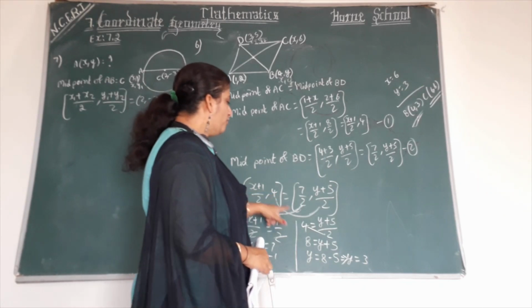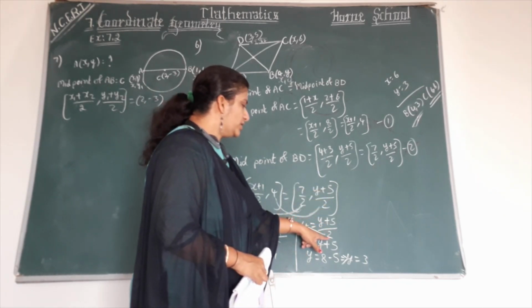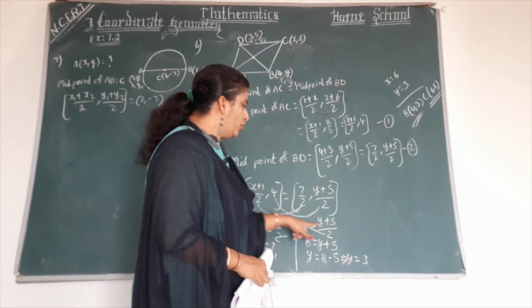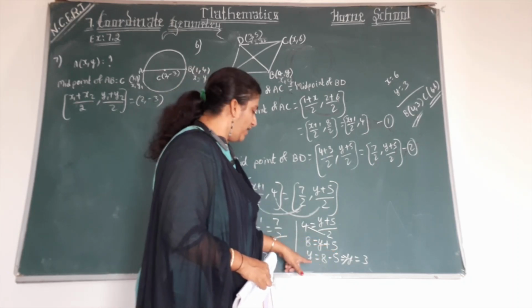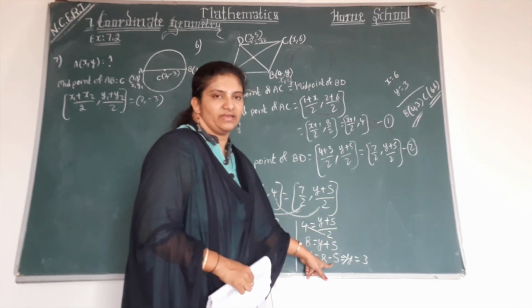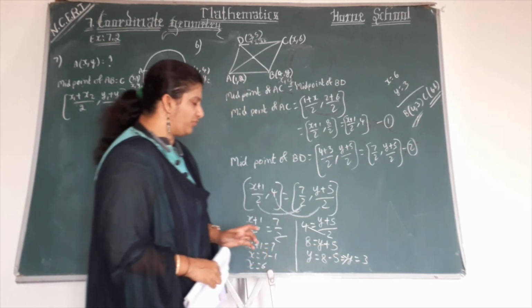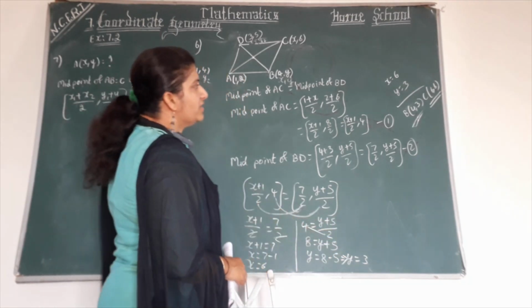And another, 4 is equal to (y plus 5) by 2. This denominator 2 goes to that side and it will be multiplied. 4 2s are 8. 8 is equal to y plus 5. y is equal to 8 minus 5. y is equal to how much now? y will be 3. So look over here, x value is 6 and y value is 3.